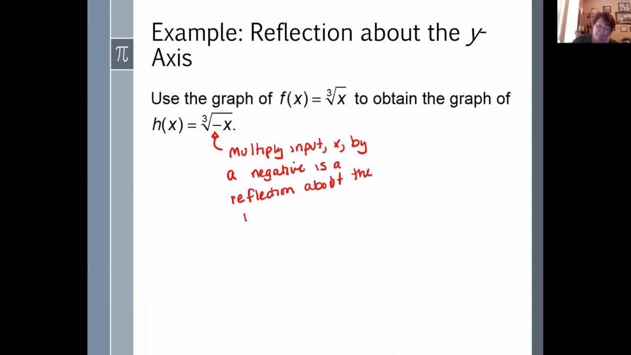Getting messy. Now let's look at the difference. Let's write a different one. Let's write g of x. If the negative's outside of the cube root, so we're multiplying the output by the negative, that is a reflection about the x-axis.